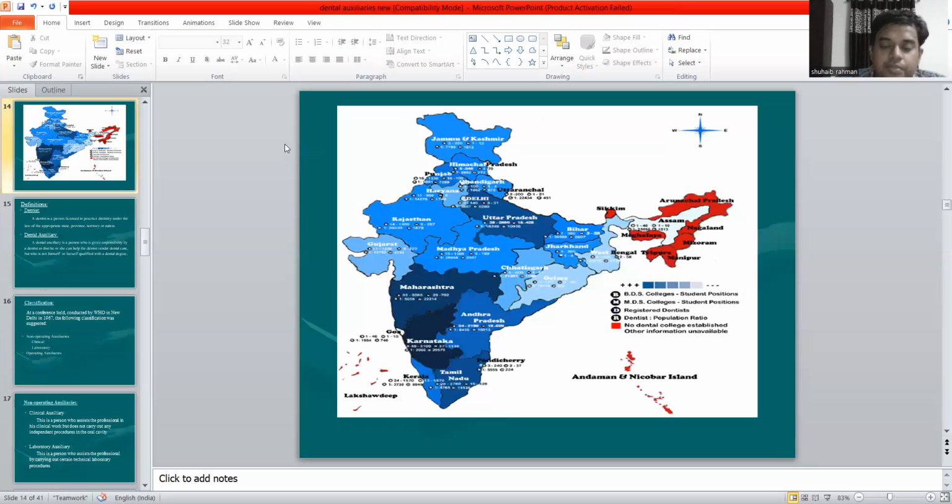Coming to this map, these are the MDS colleges and BDS colleges. The dark blue shades in this map have more dental colleges, and the light blue shades have fewer dental colleges. And the red color means there are no dental colleges at all, especially in northeastern states.